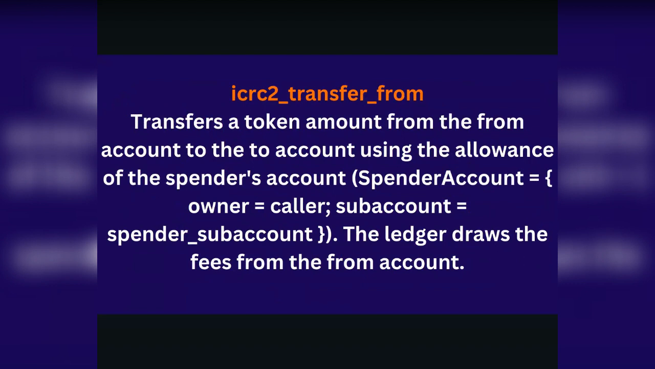There's the ICRC2 transfer from method, which transfers a token amount from the account to the account, using the allowance of the spender's particular account. So this actually, just like we said, the approval and the transfer, it always needs a ledger. The ledger is the whole third party of this particular smart contract. So the ledger withdraws the fees from that particular account once, of course, you want to transfer them.